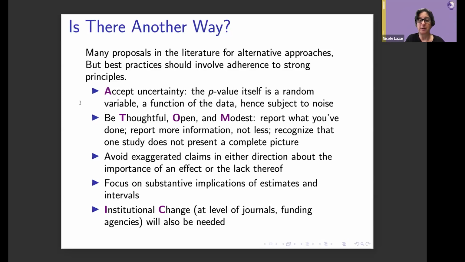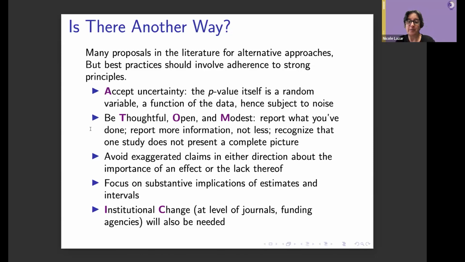So first of all, to accept uncertainty. The p-value, Bayes factor, effect size, those themselves are random variables. They're functions of the data, and hence they're subject to noise. So we need to accept that and not treat them as if they are set values that are known and clear and without any variability or noise in them. That's one guiding principle. The next three are bundled together, and that is to be thoughtful, open, and modest.